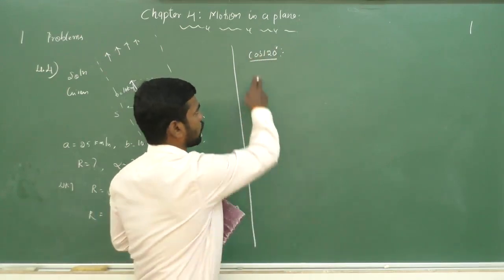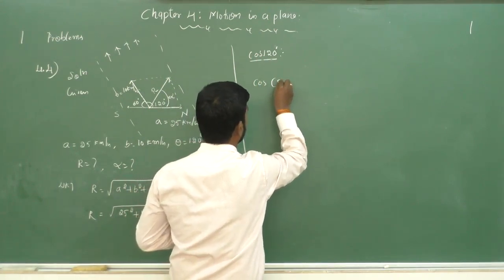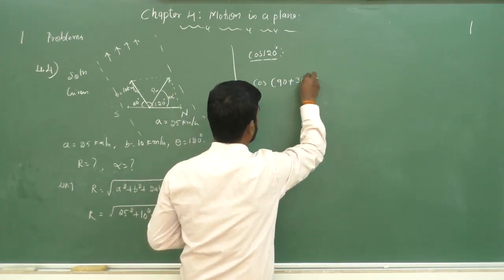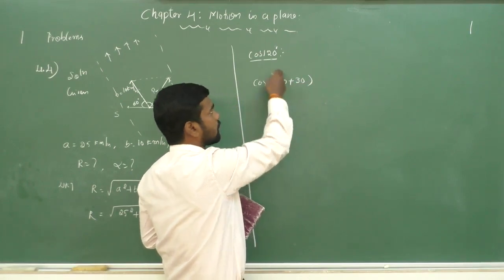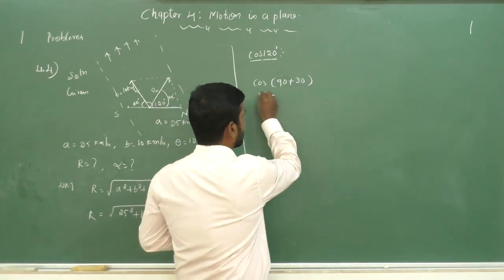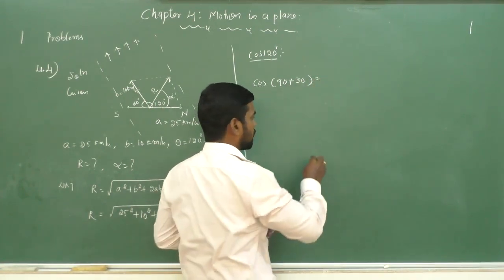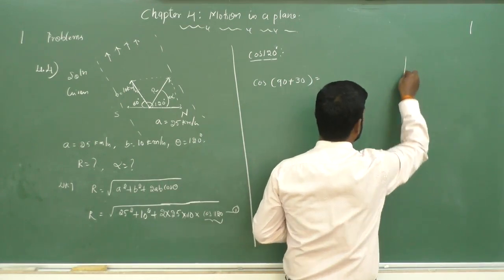So here cos 120 is there, so I'll write it like this: cos of 90 plus 30. 90 plus 30 is 120. In order to find this, we need to use one simple method. I write it here like this.